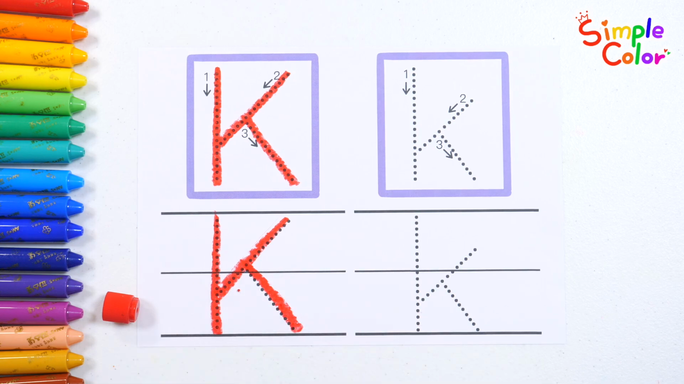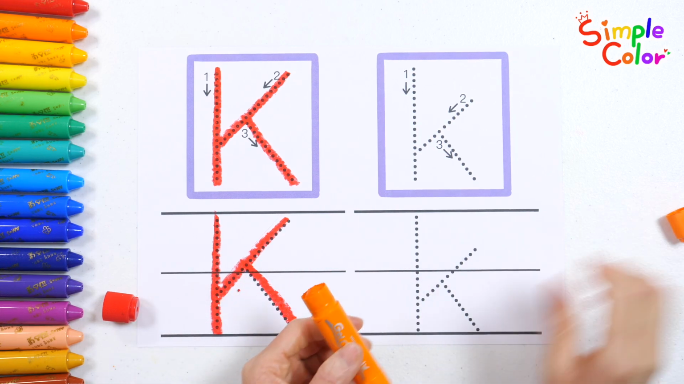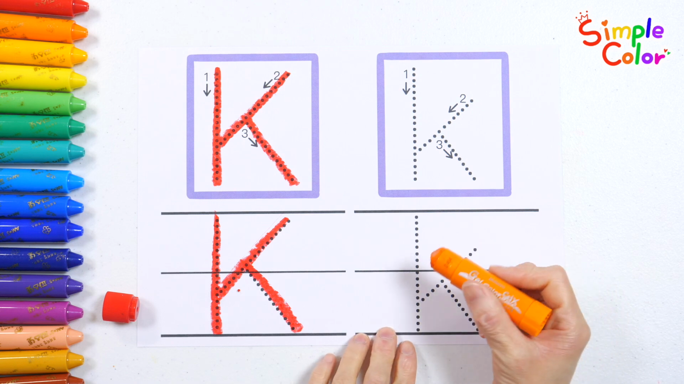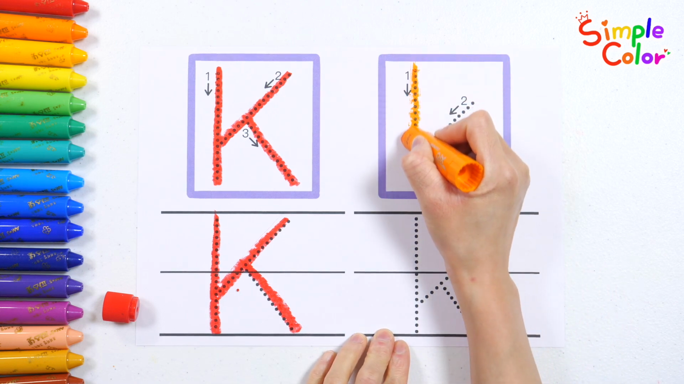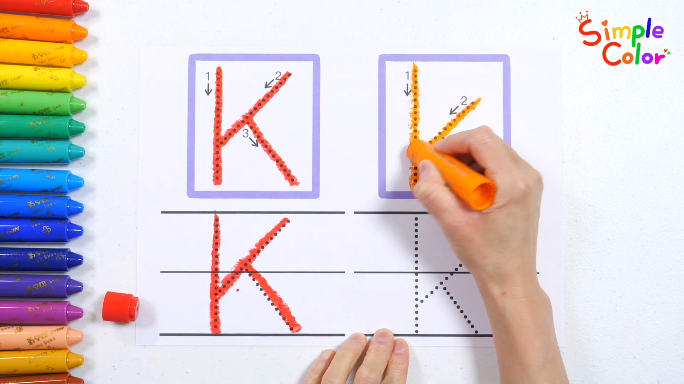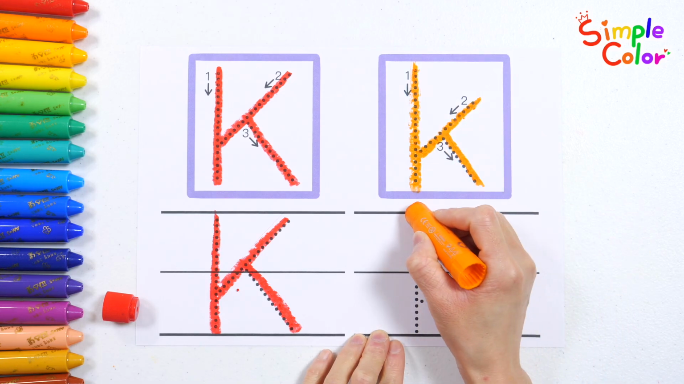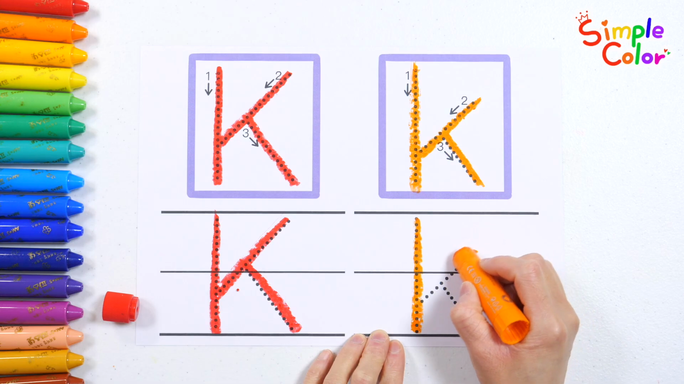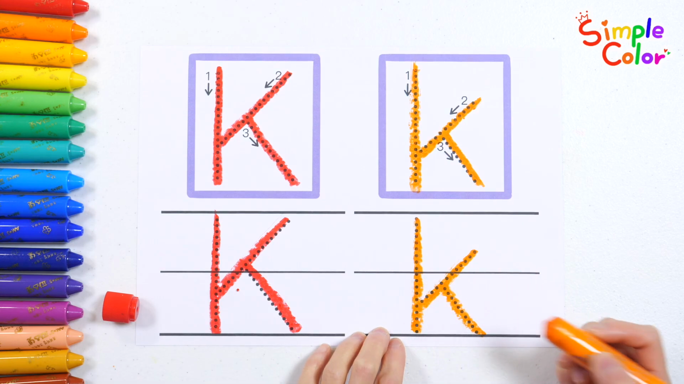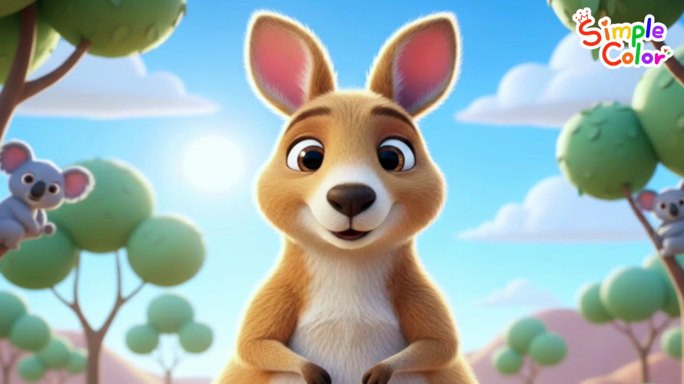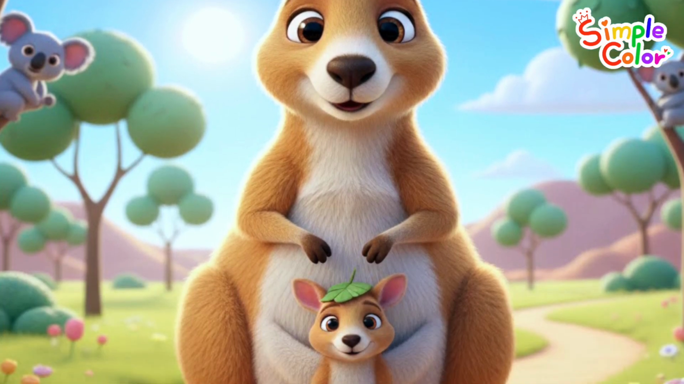Uppercase K. Now, let's use an orange crayon to write the lowercase letter. 1, 2, 3. Lowercase K. Write it again. Lowercase K. Well done! This is a kangaroo.